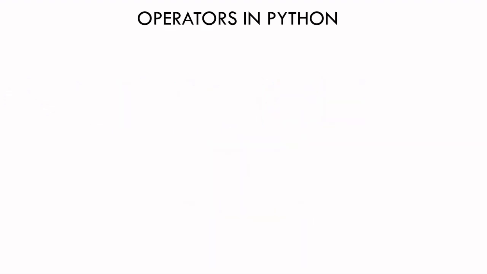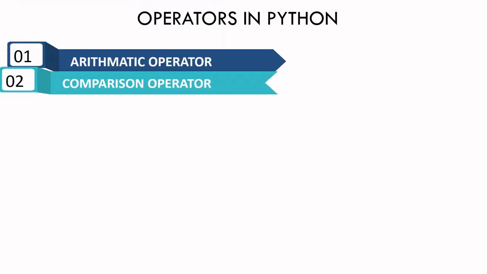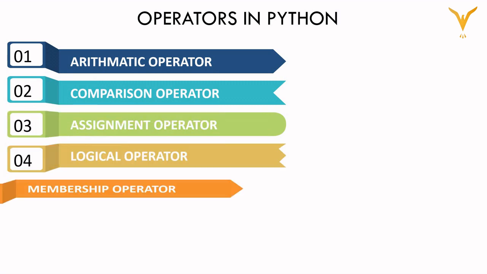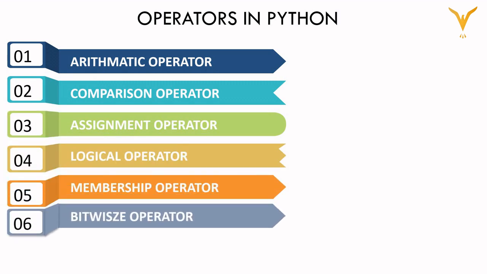In this lecture, we are going to learn operators in Python. So, operators in Python are arithmetic operator, comparison operator, assignment operator, logical operator, membership operator, and last is bitwise operator. Now, we are going to learn these operators one by one with an example. So, first let's start with arithmetic operator.